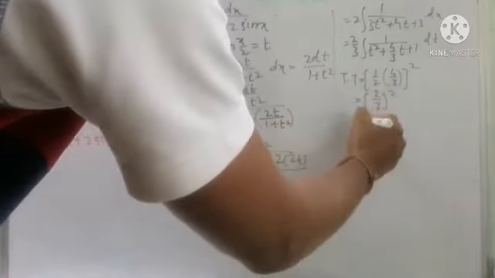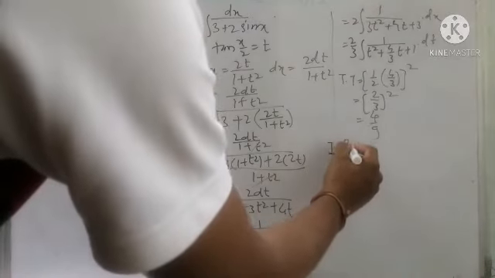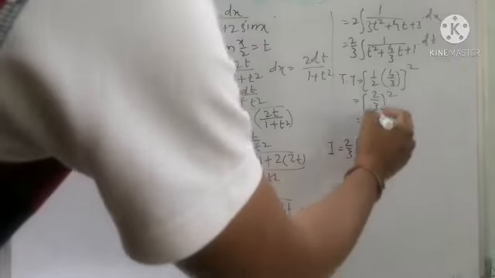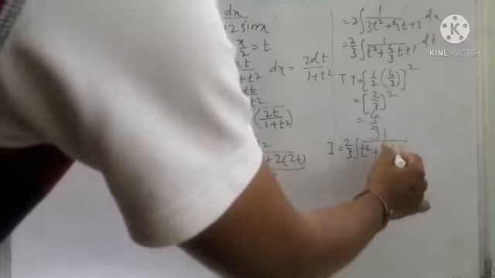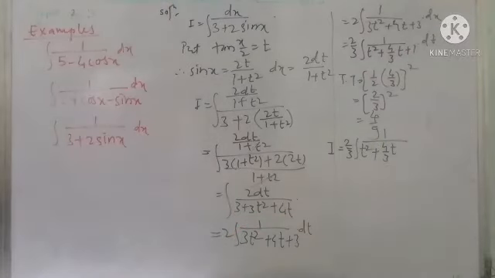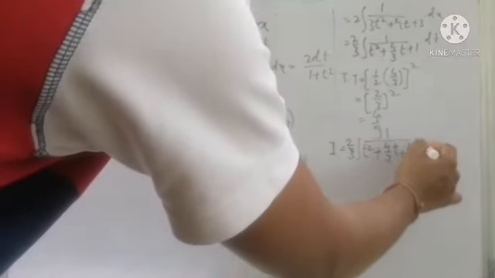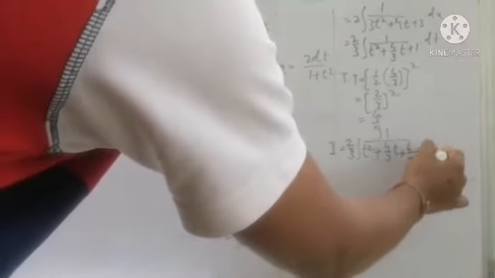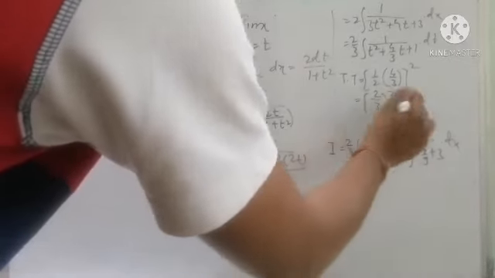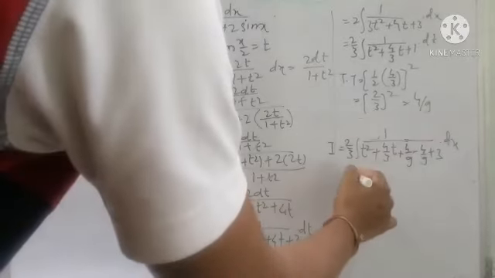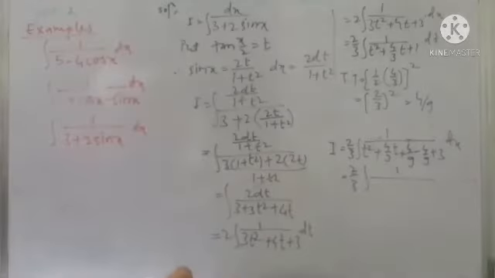Now adjust this constant in the denominator, so I will be 2 by 3 into the integration of 1 upon t square, which remains as it is, that is the first term, the second term 4 by 3 t, and now we have to adjust the constant, which is 4 by 9. So plus 4 by 9, and to cancel it we get minus 4 by 9, and our constant was 3, which remains as it is.